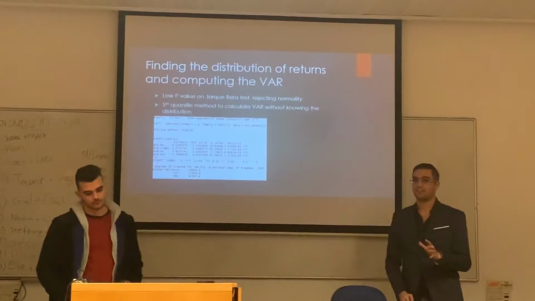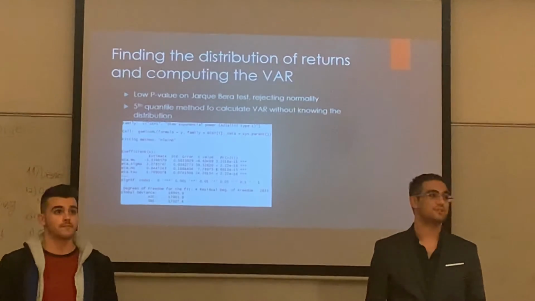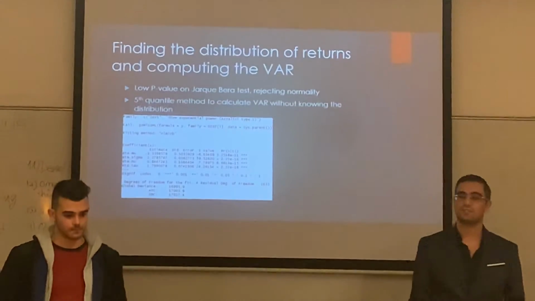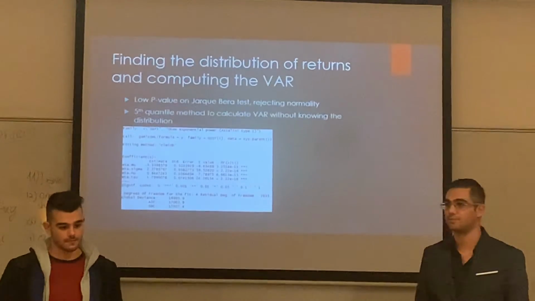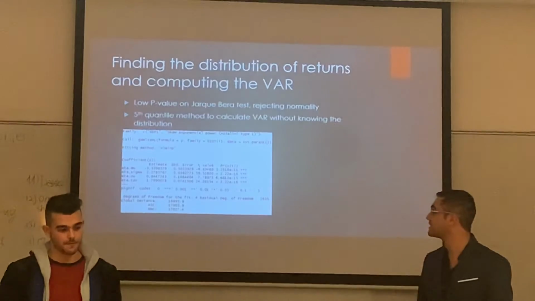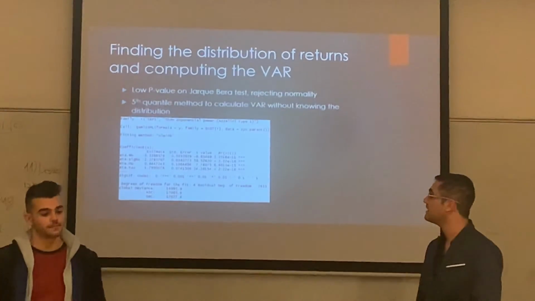So, the value at risk that we've calculated before was using the fifth quantile method, which is the most widely used method, which is you take your returns, the fifth quantile, that's your value at risk. You don't need to know anything else about the returns. But another measure can be done if you know that your returns are normally distributed. So we check for normality, and it isn't.